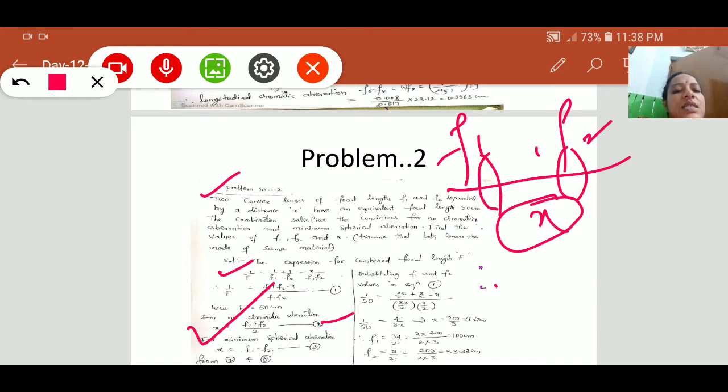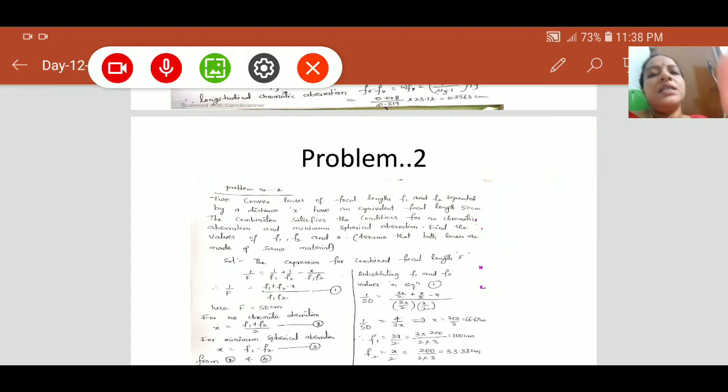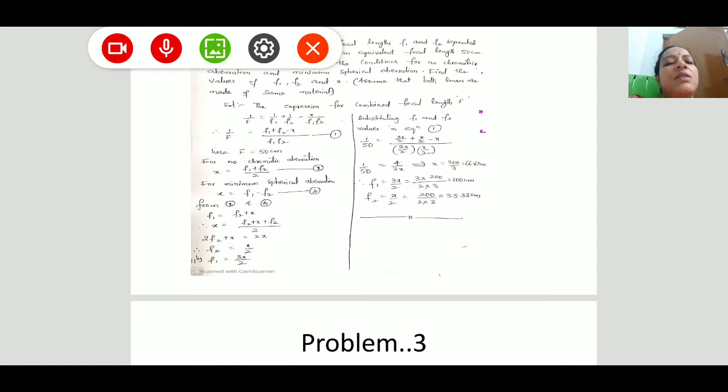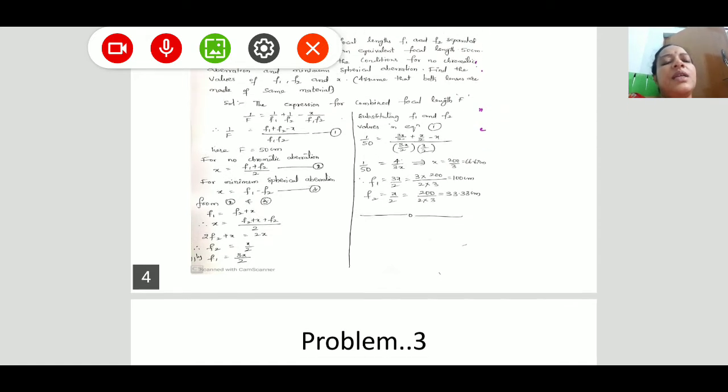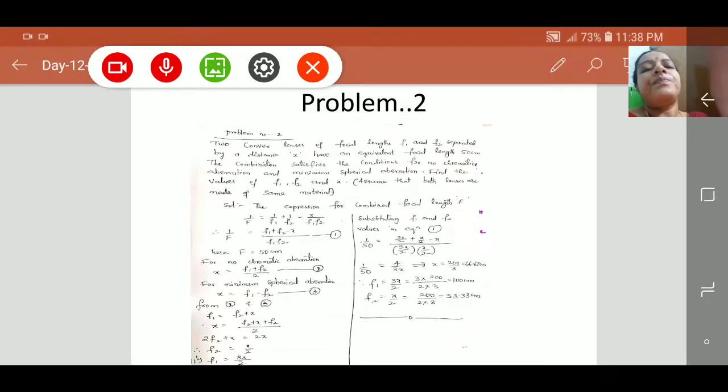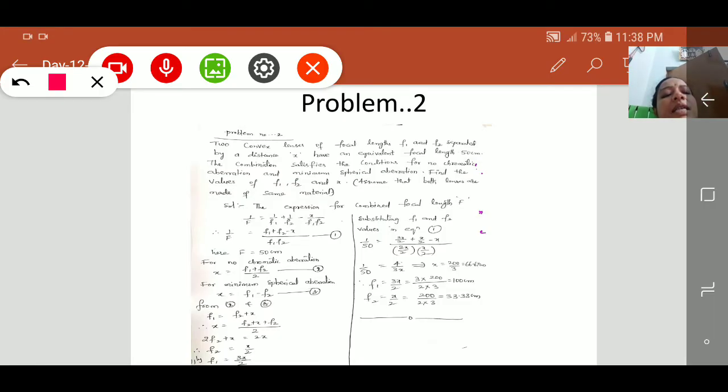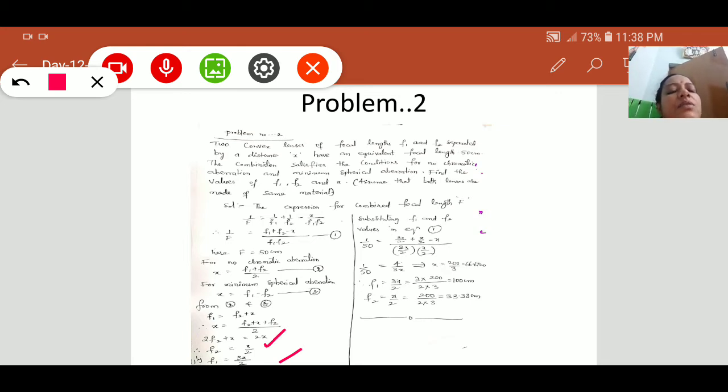By seeing the second and third equations and solving them, we get f1 as 3x by 2 and f2 as x by 2. By simply solving the second and third equations, therefore, substituting these f1 and f2 in equation 1, our needed equation, 1 by 50 is equal to this equation.